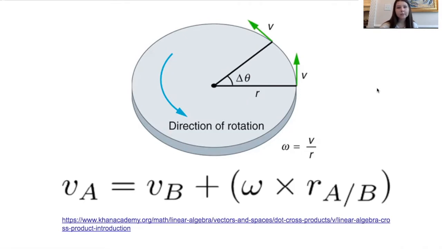In the examples we're doing today, the velocity of the first point is 0 because the point is fixed. So our equation will reduce to the tangential velocity is equal to the angular acceleration times the length of the stick.